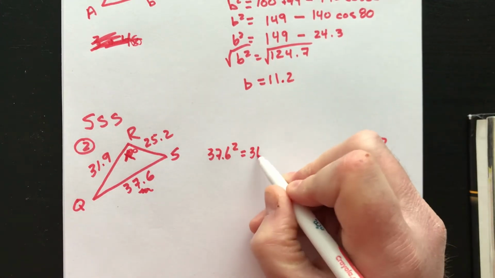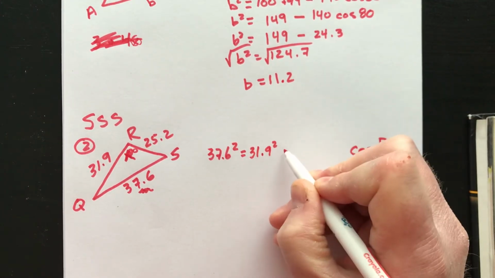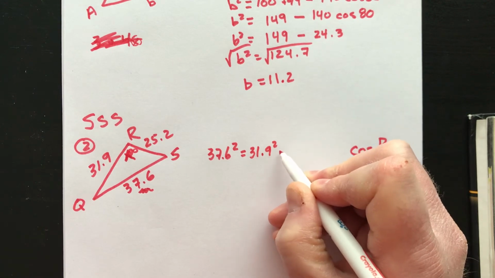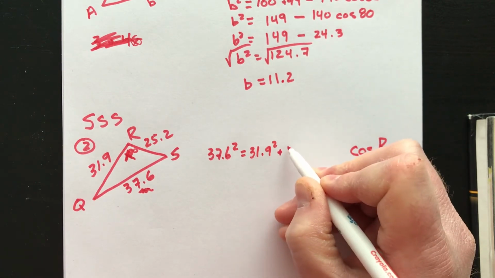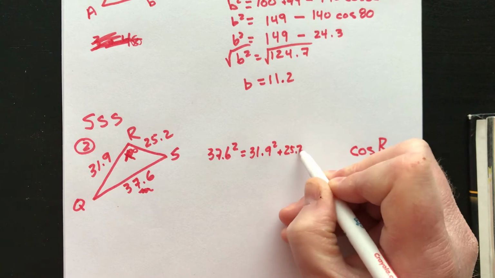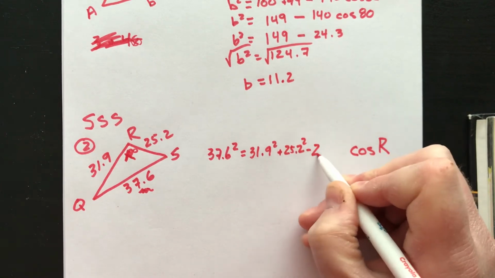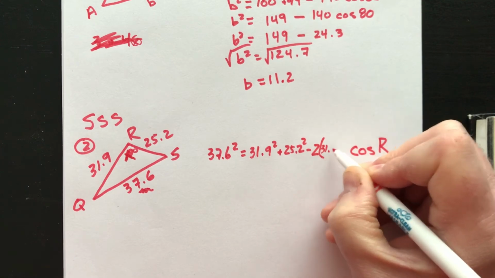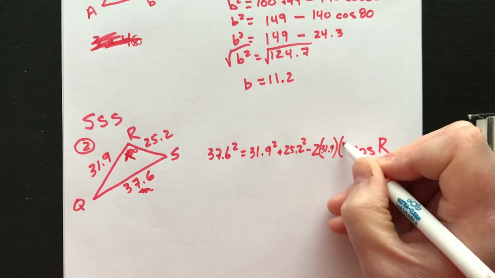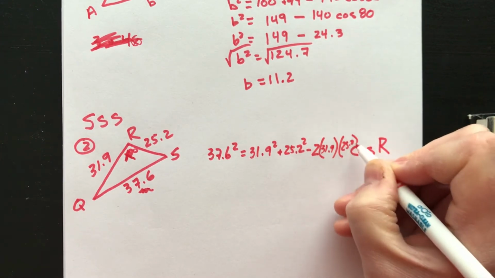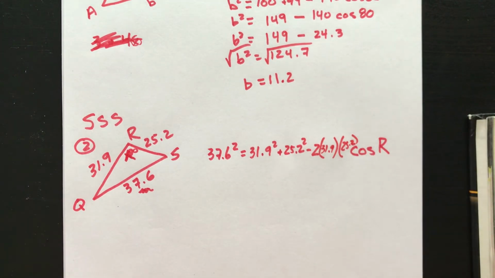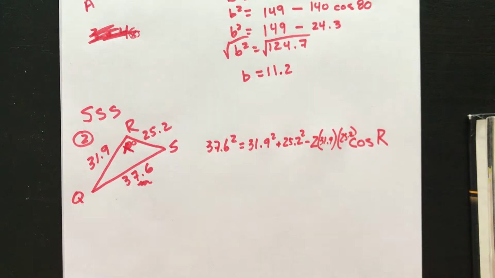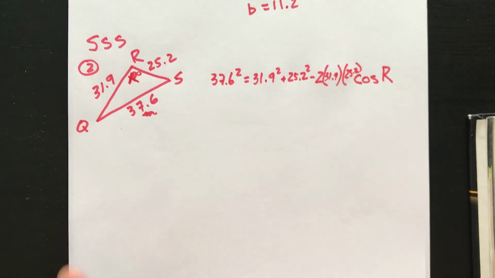So 31.9 squared plus 25.2 squared minus 2 times 31.9 and 25.2. It got a little tight there. All right, but that should all be in front of the cosine of r. Once again, that is the all of the geometry.